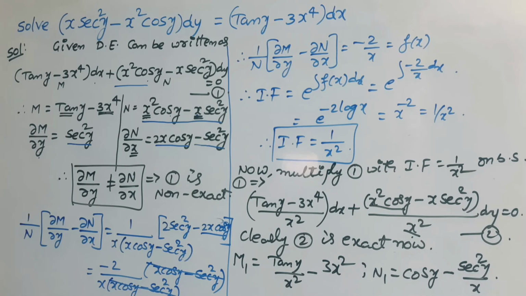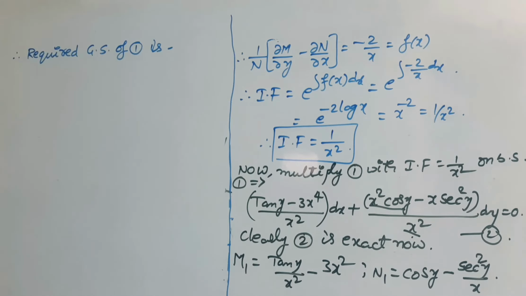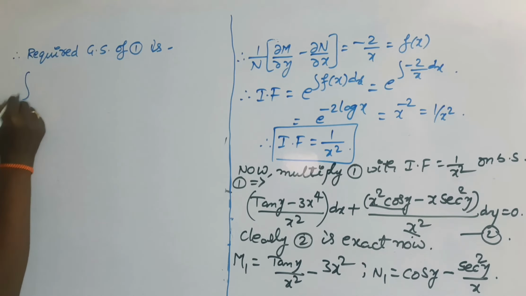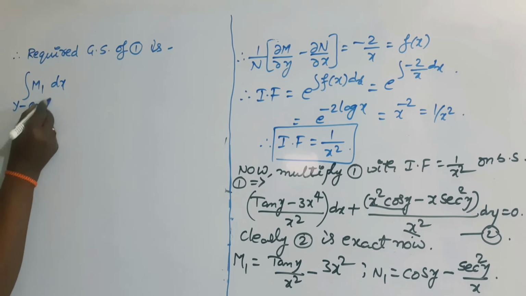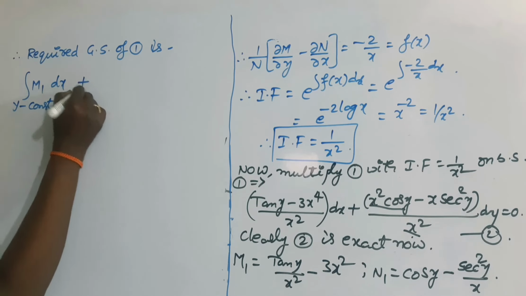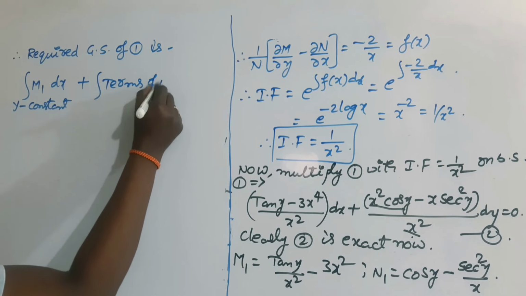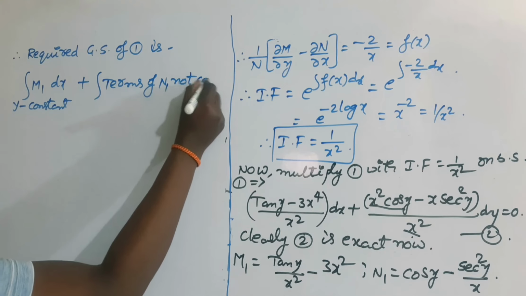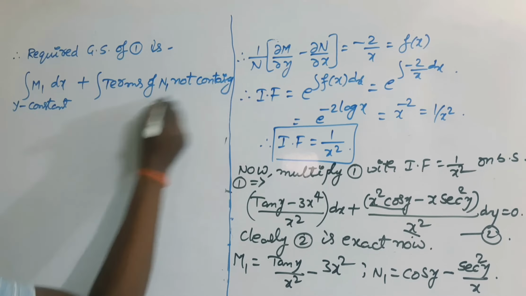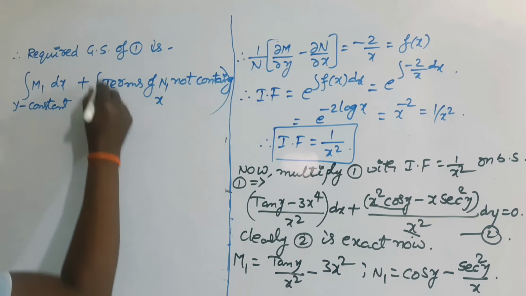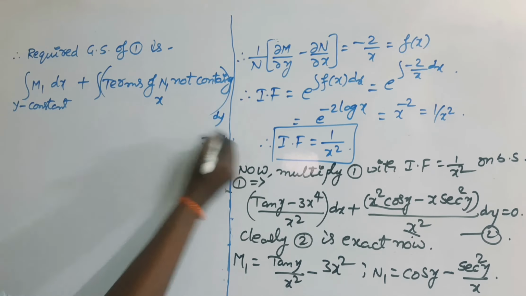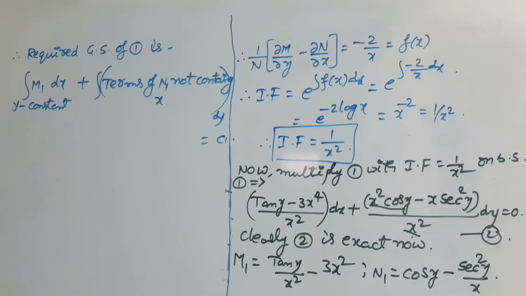See. Now required general solution of 1 is integration of m1 dx. Don't forget one important point. In the first part you should treat y as constant, plus integral terms of n1 which not containing x variable. Okay, whole into dy is equal to c. Okay. Now replace all values in this formula. This is the formula for general solution of an exact equation.